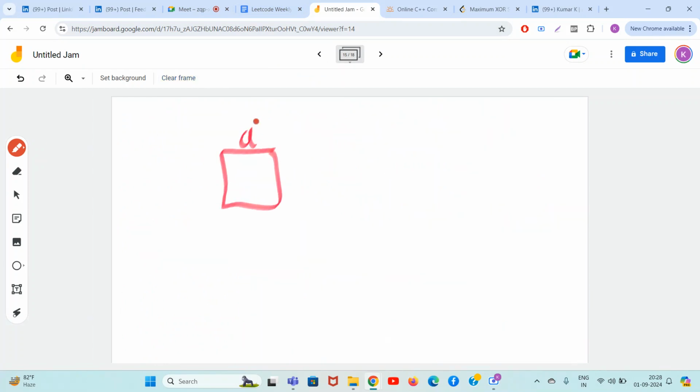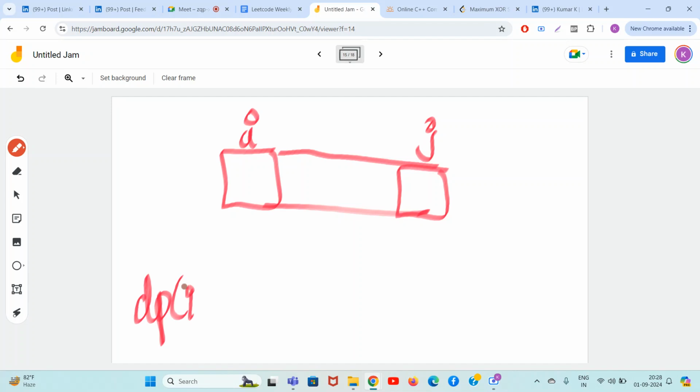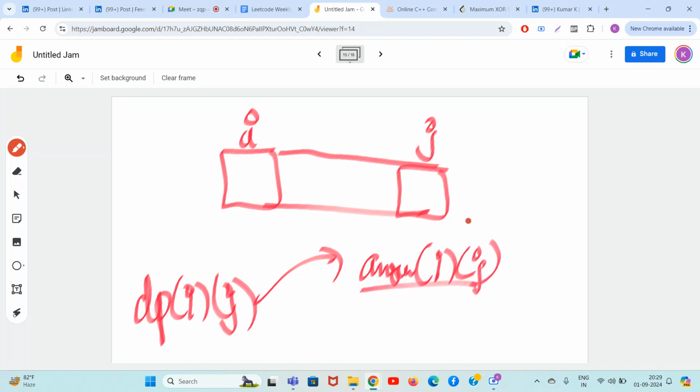This is I and this is J. You have to calculate the answer for all the subarrays from I to J. So first you take the answer of I to J, which just tells you the answer for one subarray, which is the whole.